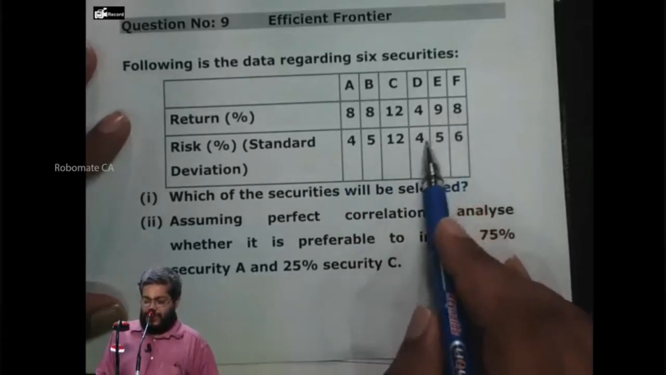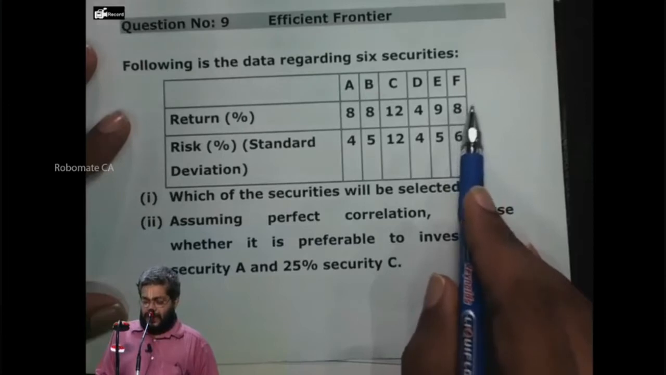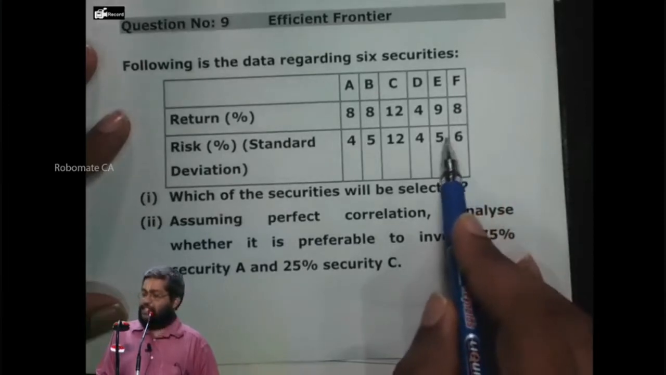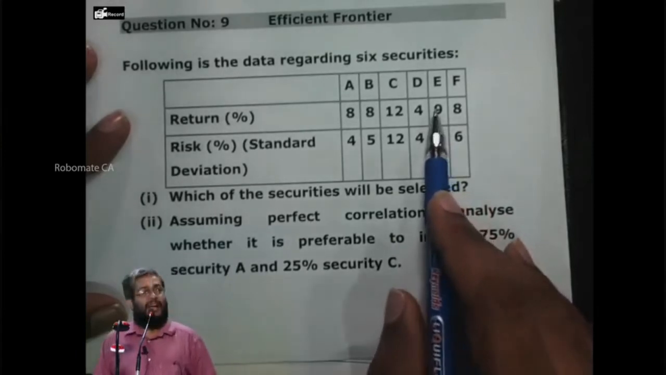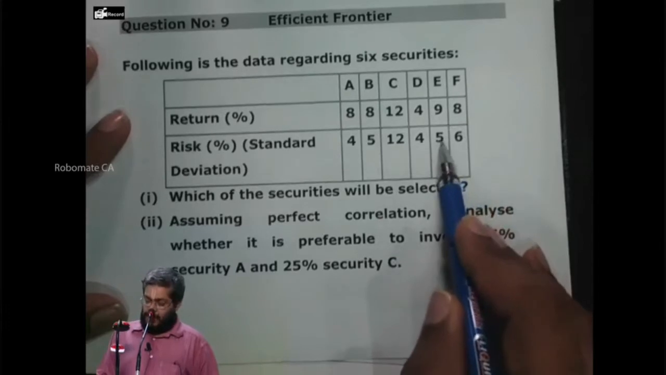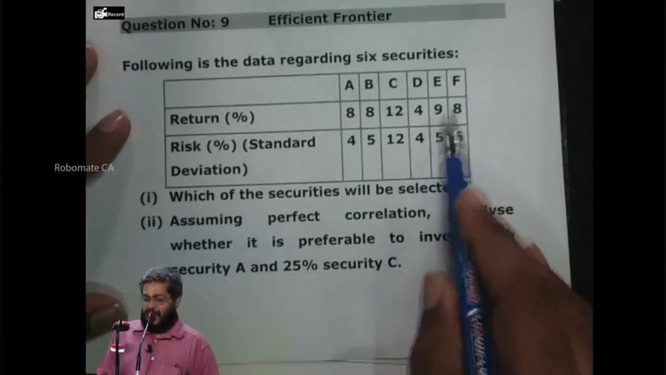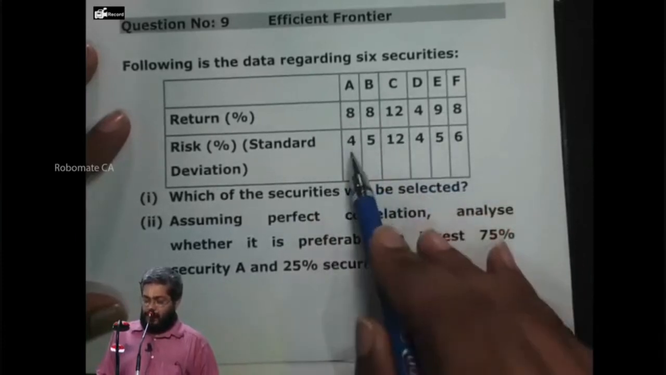F efficient or inefficient? Inefficient. Why is F inefficient? Because for a lower risk, for a risk of 5, E gives you a higher return. Isn't that correct? E's risk is 5, F's risk is 6. E has lower risk but gives a higher return. Also, F is inferior to A, because for the same return A has a lower risk.